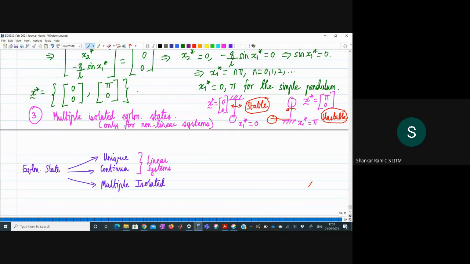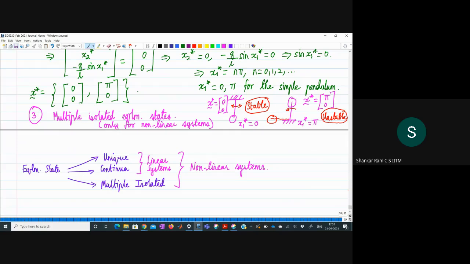Okay, for linear systems, we can have only these two. That is, either the equilibrium state has to be unique or it has to be infinite, a continuum of equilibrium states. Those are the two scenarios that are possible for linear systems. However, for non-linear systems, we have a third scenario, which is multiple isolated equilibria. This is possible only for non-linear systems. I hope these concepts are clear.